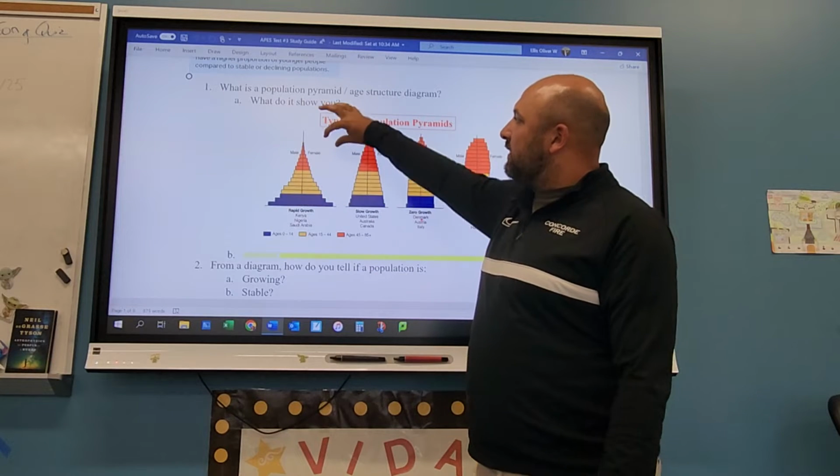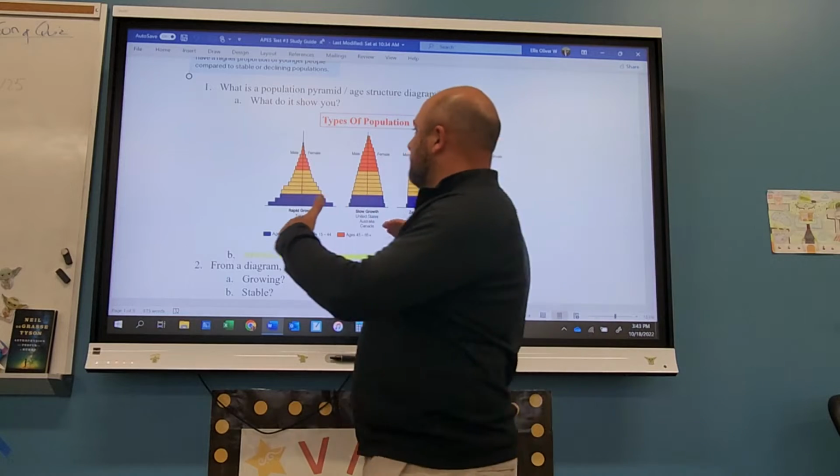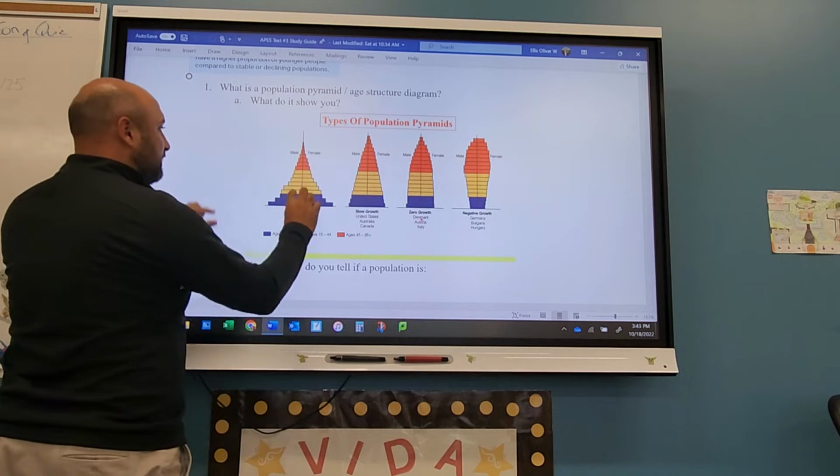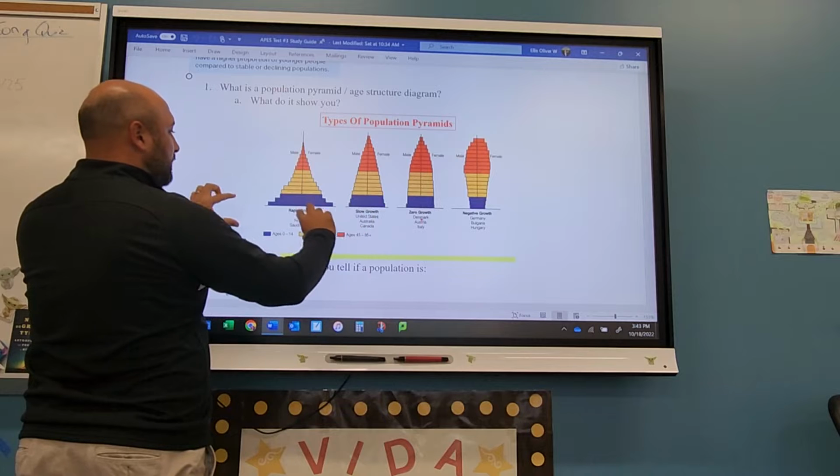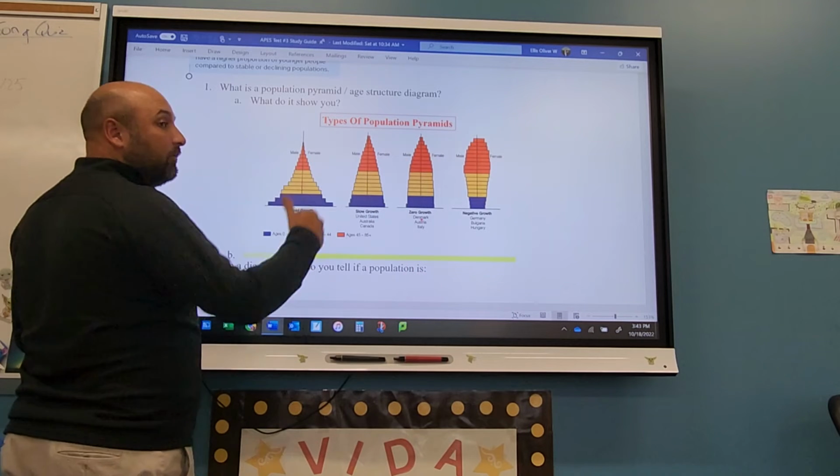Now, if we're looking at this and you see one of these pyramids like so, you see a wider base and a narrower top, that means that population is experiencing rapid growth because these kids are going to want to have those many kids and then those many kids and those many kids, and the population is going to grow rather quickly.